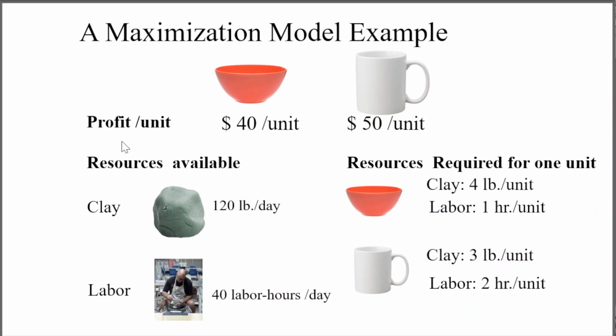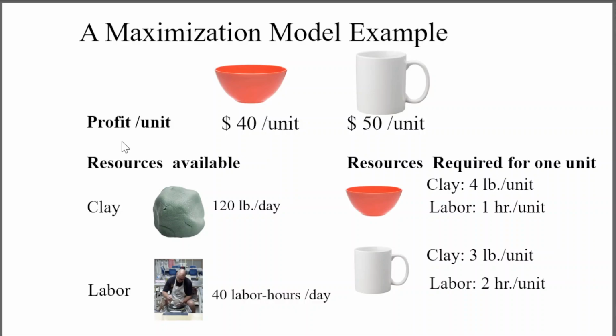And to make one bowl, they use 4 pounds of clay per bowl, and only 1 hour is required to make one bowl. That is labor hour, 1 hour per unit. Same is for the mug. Mug requires 3 pounds of clay and 2 hours to make one unit.